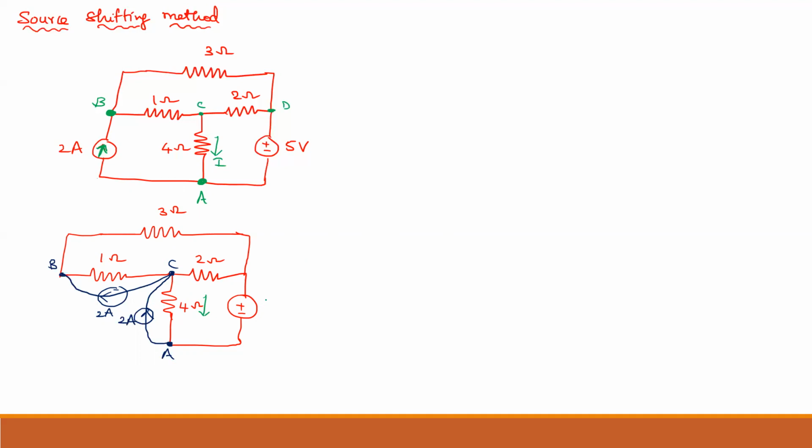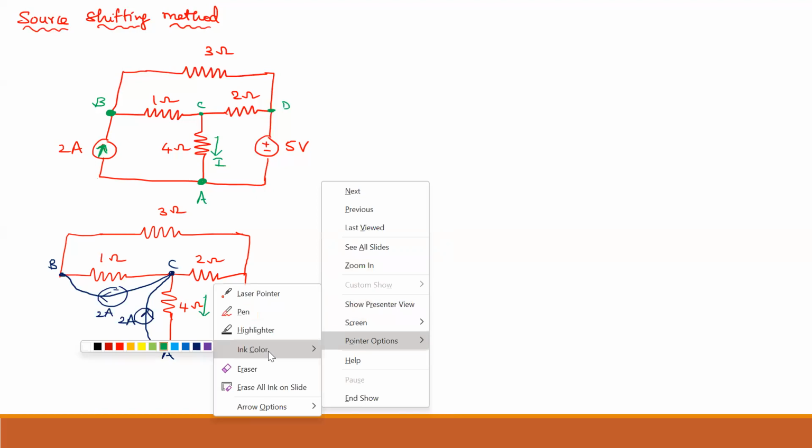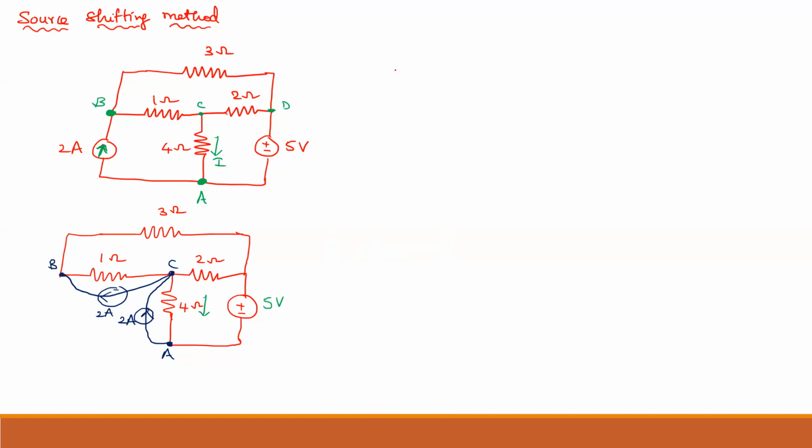Now here we have a 5 volt voltage source. What we have to do with that? I will tell you now how to simplify the voltage source also. Same circuit, because once we have done the current source transformation, in a similar way we have to do the voltage source transformation also. So here it is the 3 ohm resistor, 1 ohm, 2 ohm.